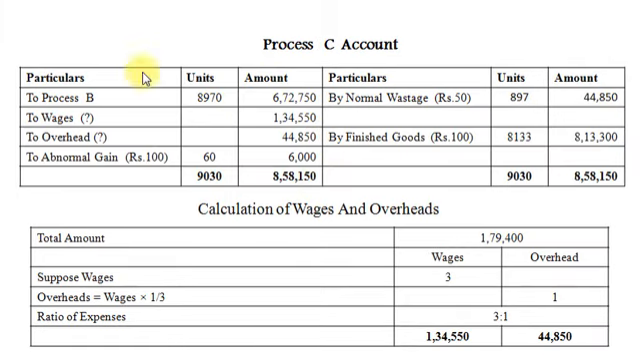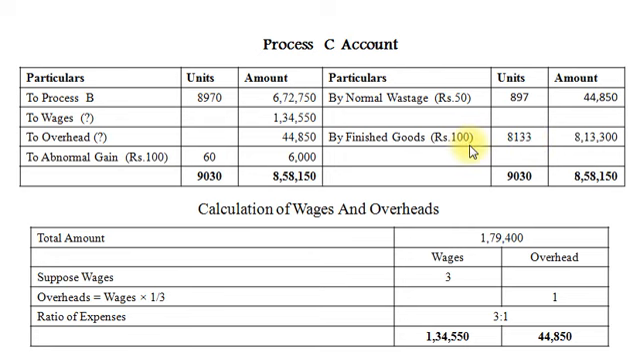Process C account, particulars units amount. In process C account, first of all we will record on debit side transfer from process B 8,970 units and 6,72,750 rupees. Wages and overheads are missing. Then we have abnormal gain 60 units at rupees 100, total amount 6,000. Then we have a normal loss 50 rupees per unit and 10%, that is 897 units, an amount 44,850. And by finished product, that is 9,030 minus 897, that is 8,133 at rupees 100 per unit.